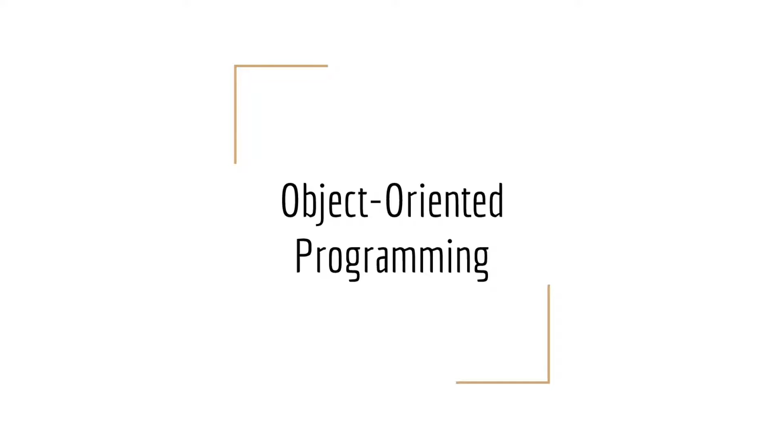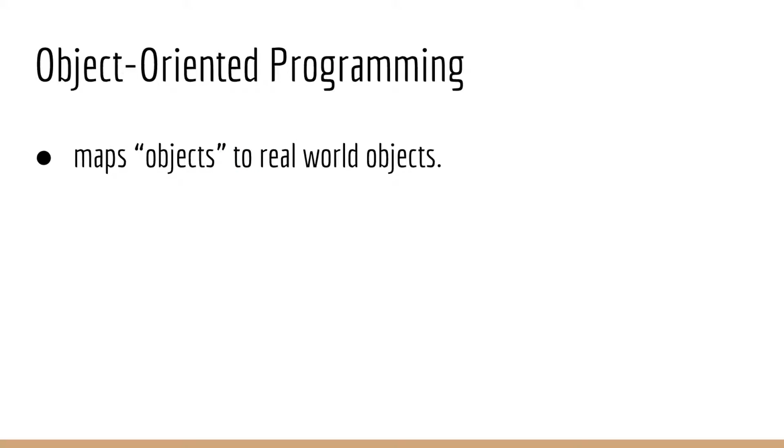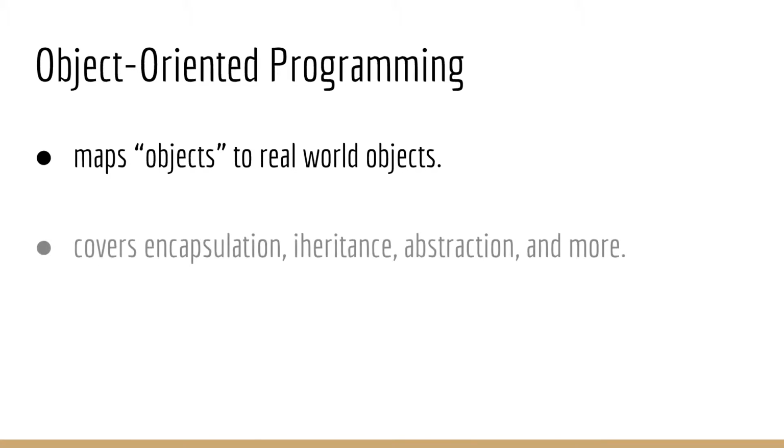ES6 introduced JavaScript classes and laid the groundwork for a new object-oriented programming inheritance model to JavaScript. Those of you who have already studied computer science before might recall this concept of object-oriented programming. It models objects to real-world objects. This concept spans so many fundamental computer science principles such as encapsulation, inheritance, abstraction, and more.